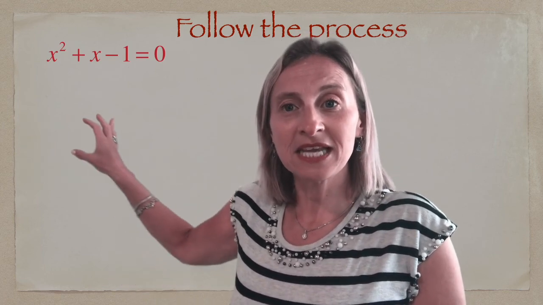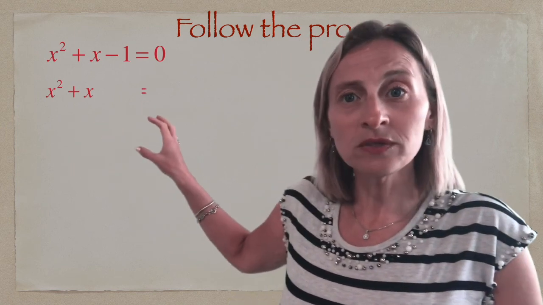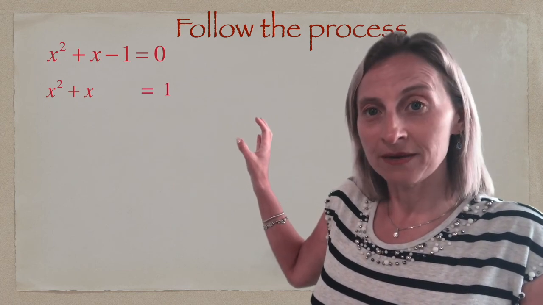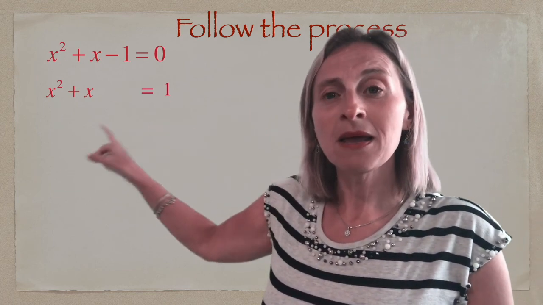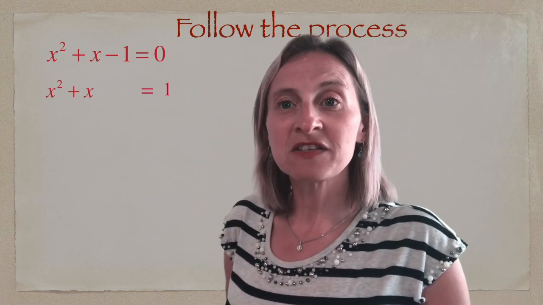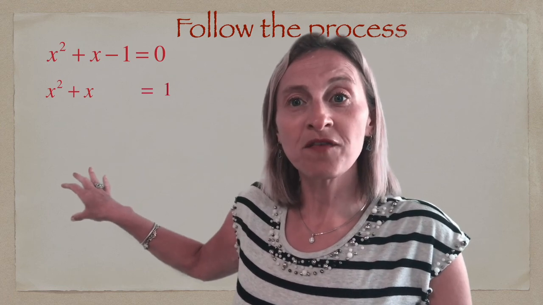X squared plus x, we want the x's to stay on the left, equals, we take the constant to the other side, 1. So we have x squared plus x equals 1. And don't forget to leave spaces. Write down the next line as well. Get ready for the perfect square.